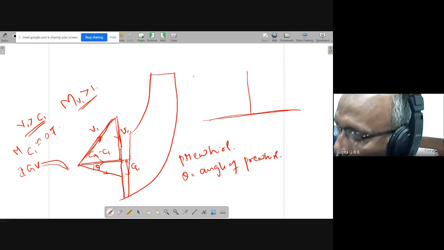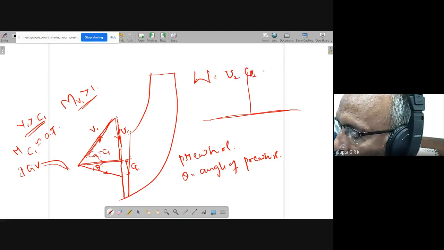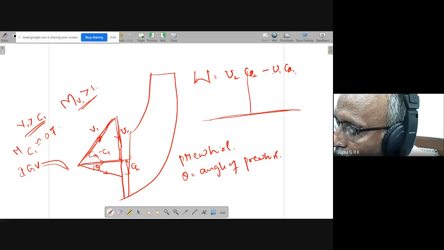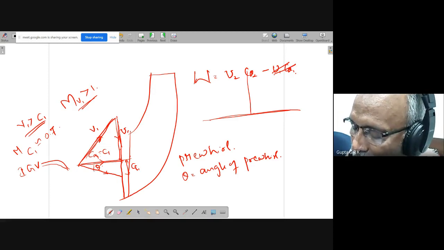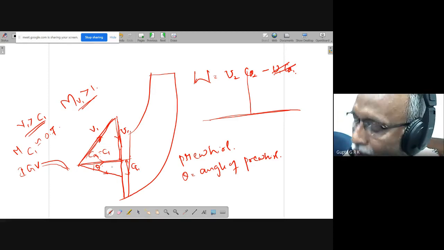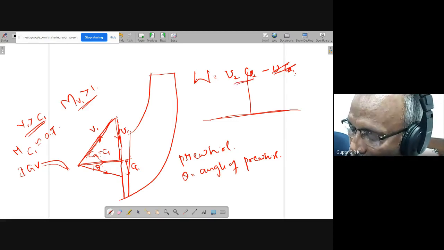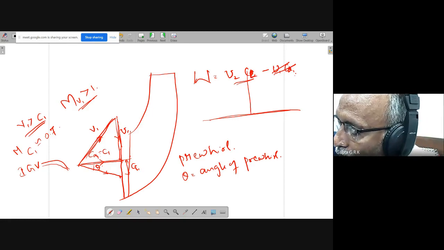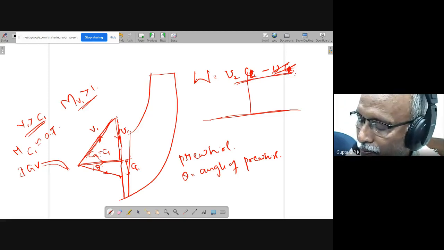So if you remember, W is equal to U2 Cθ2 minus U1 Cθ1. So if Cθ1 is 0, this term will not be there, if there is no inlet guide vane. So Cθ1 will be 0 and I will get this. If there is an inlet guide vane, this is U2 Cθ2 minus U1 Cθ1, I have to use both the terms.